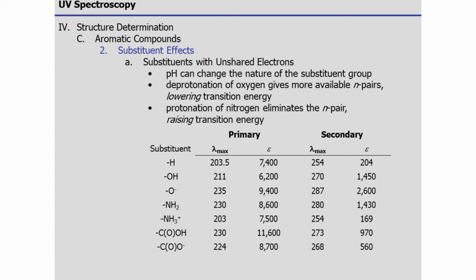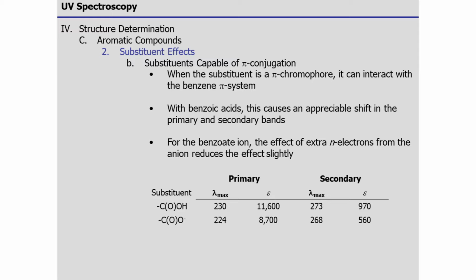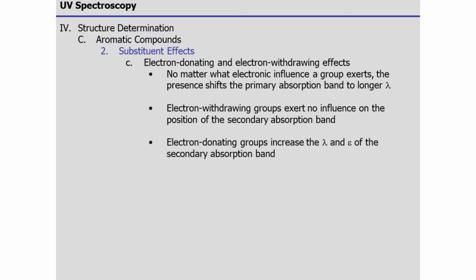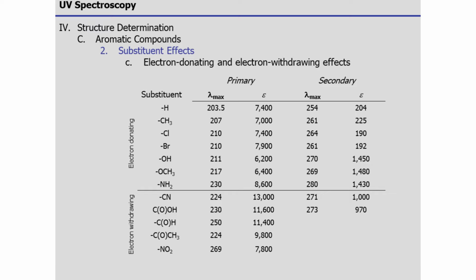pH changes and protonation/deprotonation of substituents can alter the energy of transitions, affecting the primary and secondary absorption bands. Substituents capable of pi conjugation interact with the benzene pi system, causing shifts in the primary and secondary bands. Electron donating and electron withdrawing groups influence the primary absorption band, with donating groups increasing the lambda and epsilon of the secondary band. Tables show the impact of various substituents on primary and secondary absorption bands, highlighting the differences between electron donating and withdrawing groups.